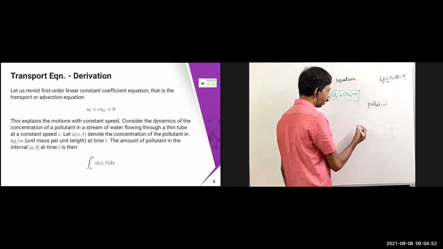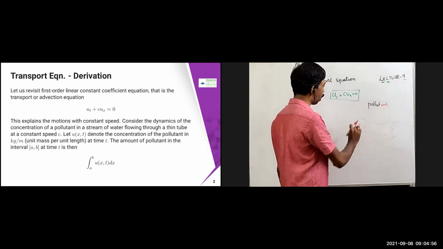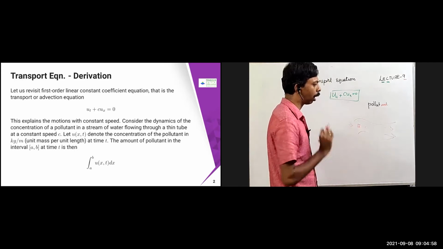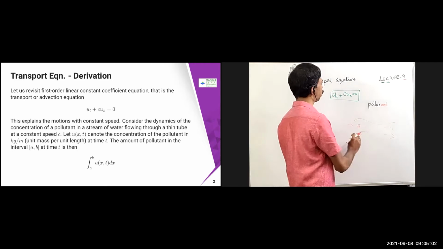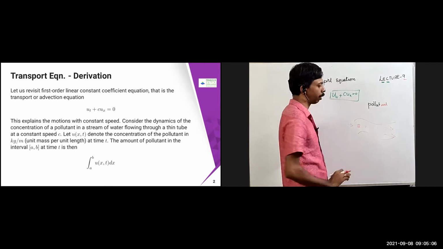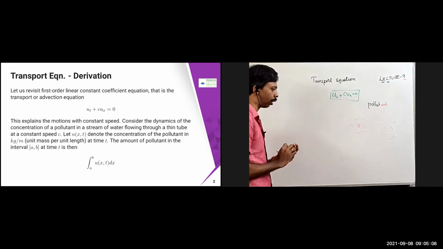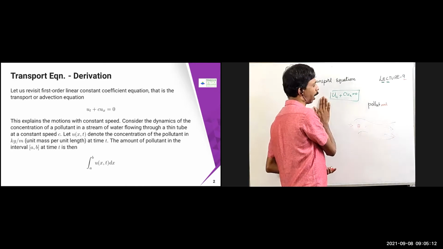Suppose I have a concentration, the pollutant concentration, and I take some very small unit mass. We are going to explain how this equation, ut plus c ux, is derived from this. This is called the transport equation or the advection equation.